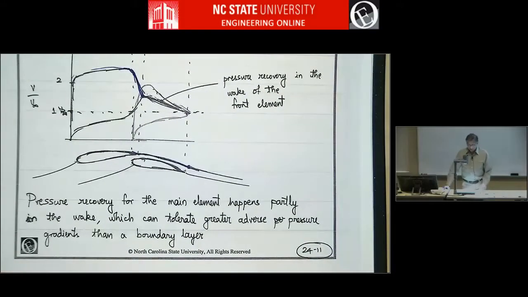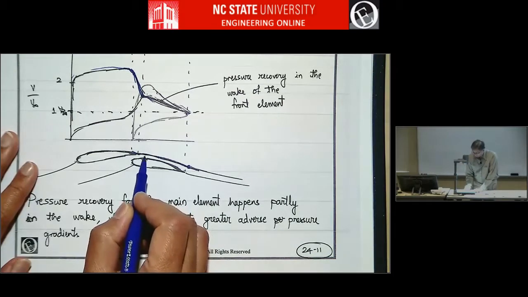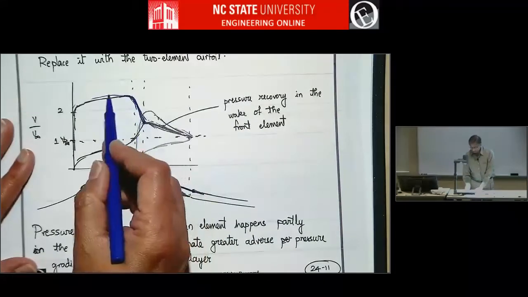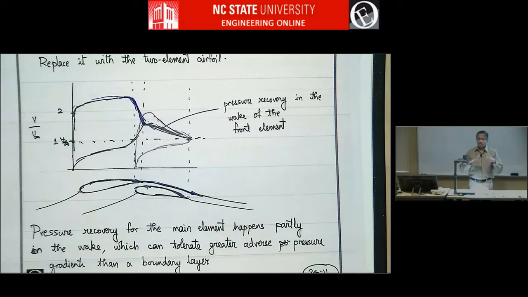So part of the pressure recovery for the main element happens partly in the wake region, and it turns out the wake region can tolerate greater adverse pressure gradient because it's not going along a surface. Anytime there's a boundary layer along the surface, there's skin friction which takes away momentum. But a wake is not bounded by a surface, right? At least as long as the wake doesn't touch this. So it can tolerate greater adverse pressure gradients, and therefore you can design this to have greater lift than if you had a single airfoil that was of a longer chord.